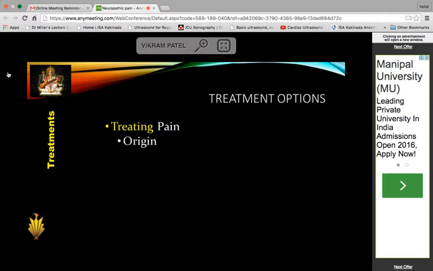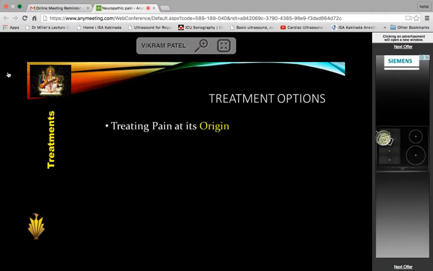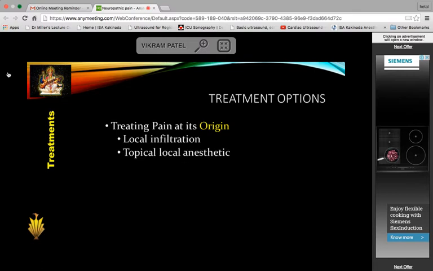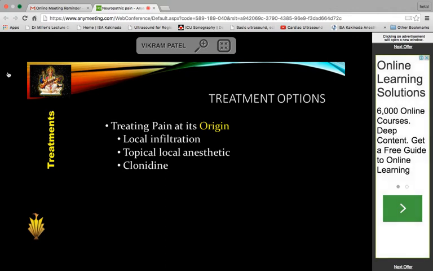So when we treat the pain, as I mentioned multiple times before, we start treating them with either origin, transmission, interpretation, or all three of them, or any two of them. So when we treat the pain at the origin, it could be done with local infiltration, and that works only for short-term pain. For example, if it is traumatic, or it can also work long-term when we apply topical local anesthetic in the form of a patch, which is lidocaine patch. That can work for a long time.